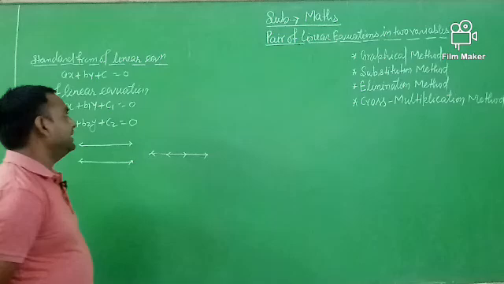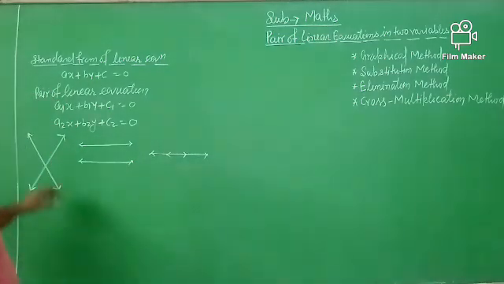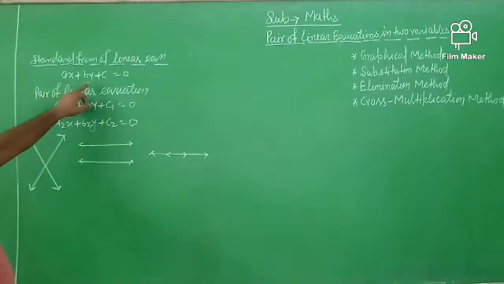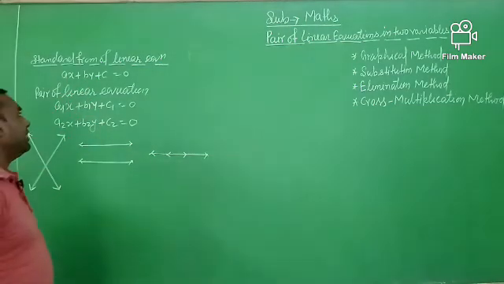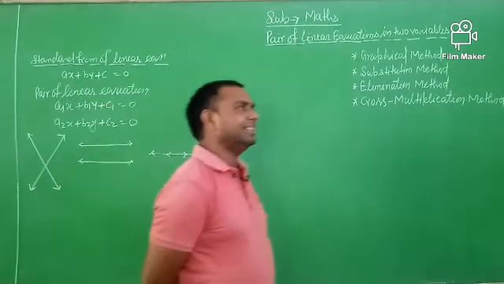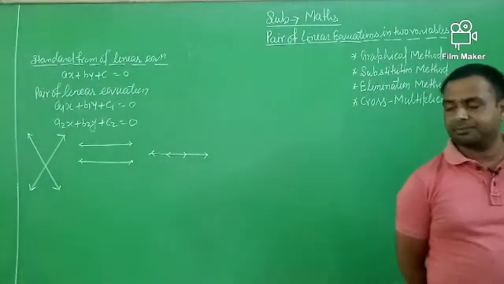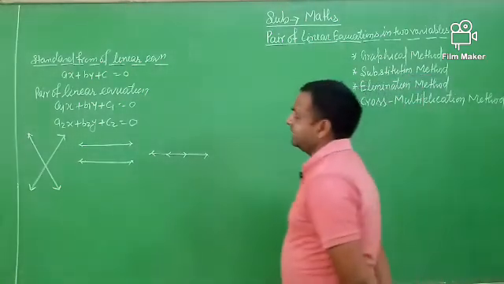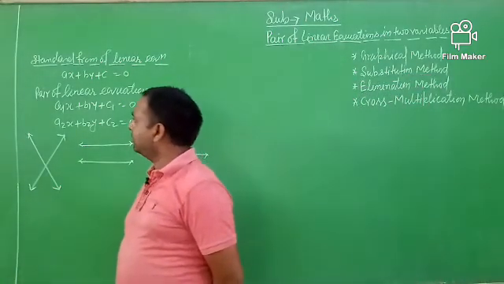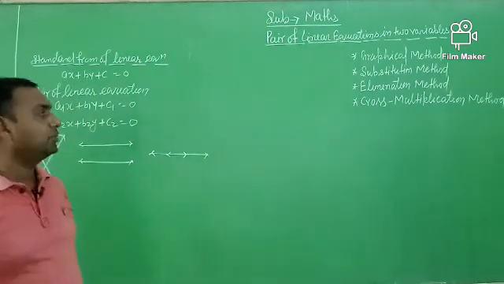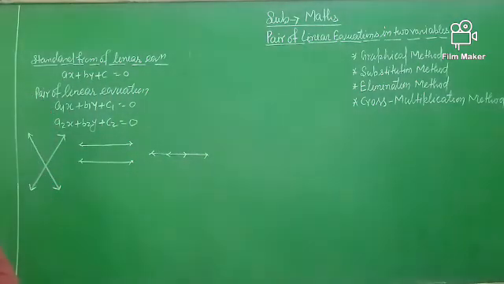Here I write down the standard form of linear equations in two variables: ax plus by plus c is equal to 0. The condition is that a and b are not equal to 0, because if a and b are 0, then it is not a linear equation in two variables. So it is necessary that a and b are not 0, though c may be 0, and then it is a linear equation in two variables.